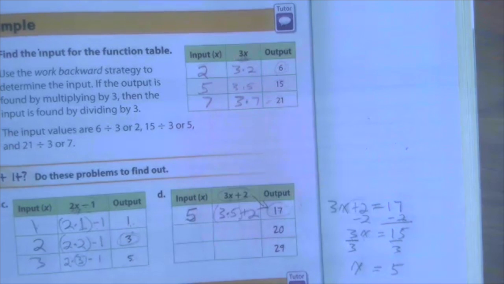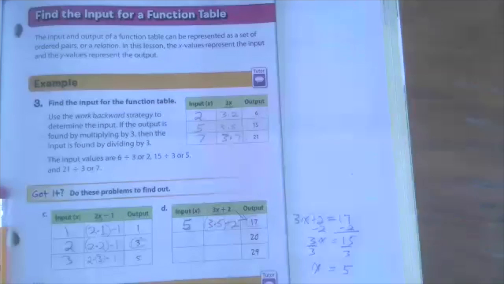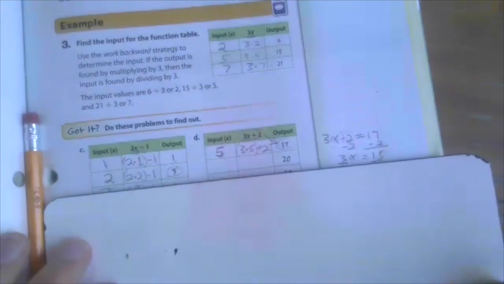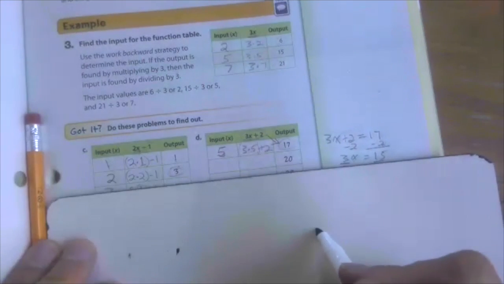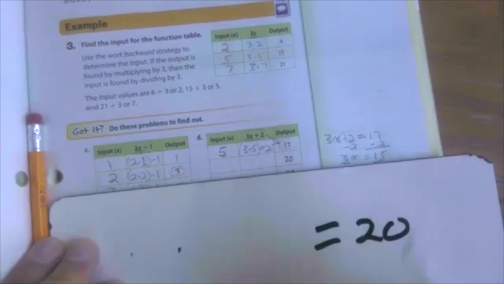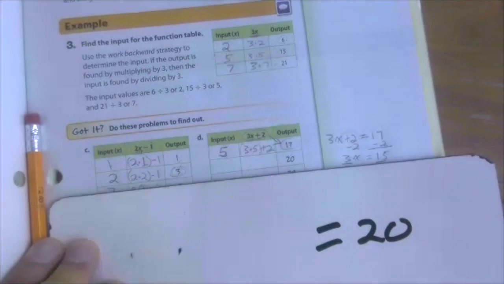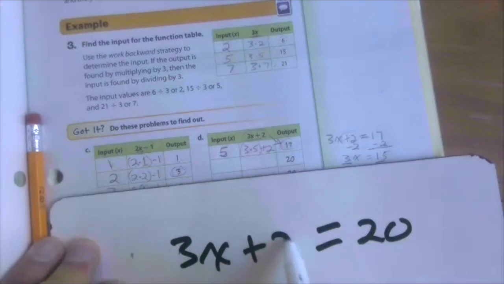So there is more than one way to do it. Got it? Great. Let's look at the other two. All right, so now let's try the next one for 20 the same way. So we know it's going to equal 20, and it's going to be 3x plus 2. 3x plus 2 equals 20.